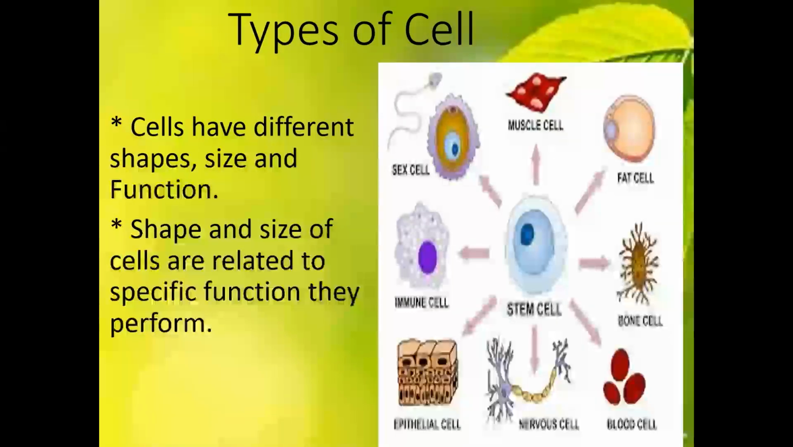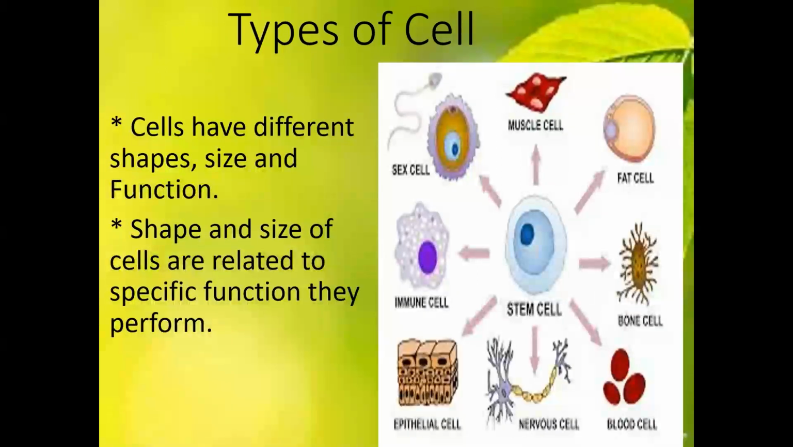Now, are all the cells present in our body of the same type? No, not at all. There are different types of cells. Cells differ in their size, shape, and function. Cells have different shapes and sizes.